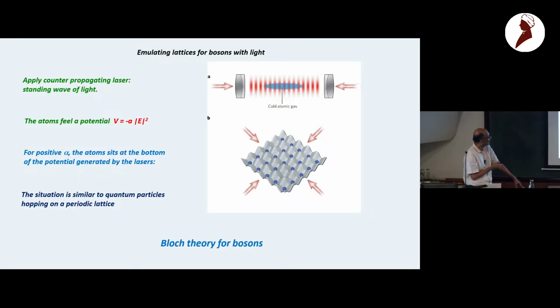And if you tune the frequencies right, this polarizability, A or alpha or whatever you call it, could be a positive number. And therefore, these atoms would preferentially sit at the bottom of the track. This situation is similar to having a bunch of particles hopping on a periodic lattice, but here you create the lattice with light. And these atoms can be bosonic. In fact, in the initial experiments, they were all bosonic. So this allows you to look into, in condensed matter language, Bloch theory with bosons, because you have a periodic structure created by light, and you have a bunch of bosons hopping there.